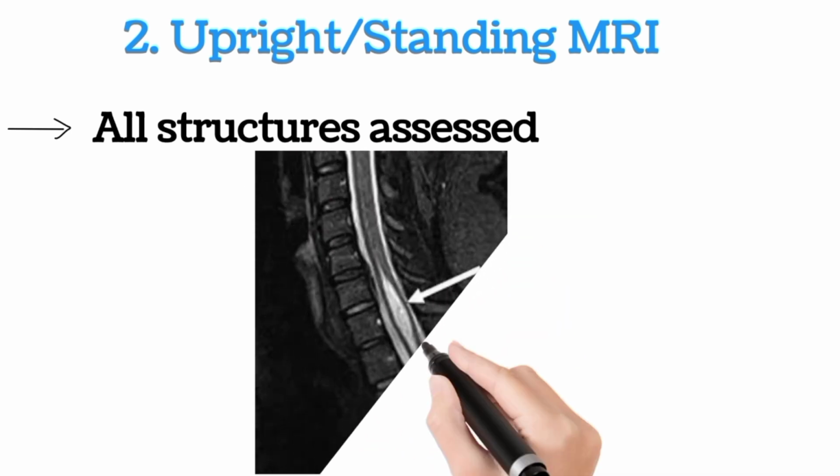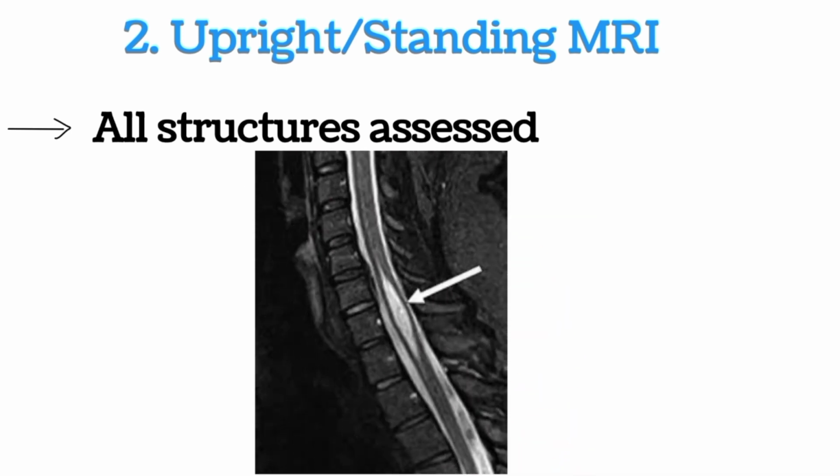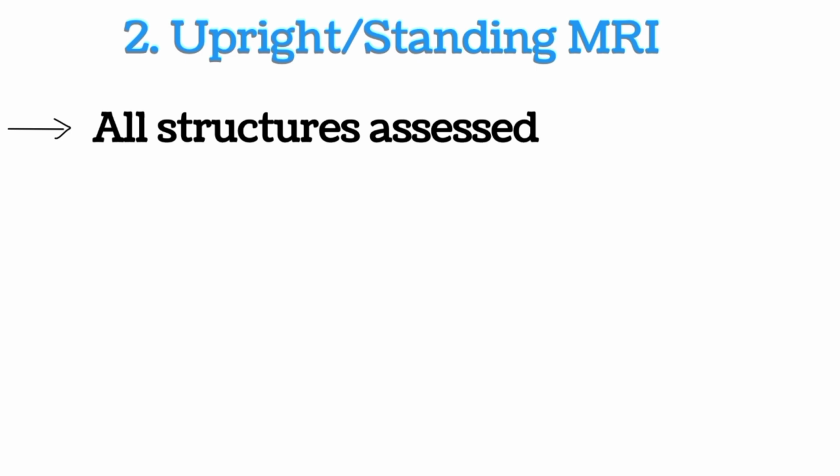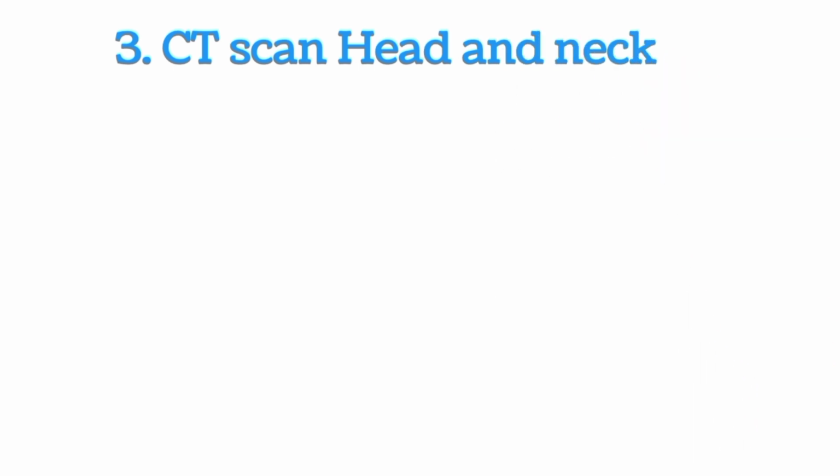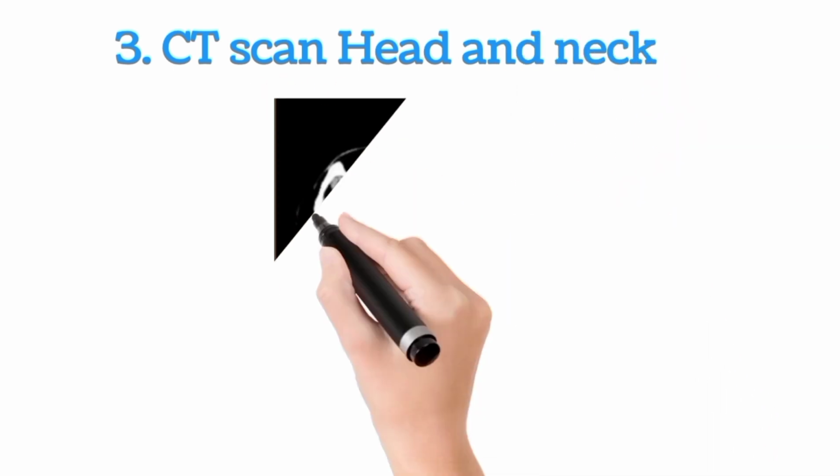MRI also gives us the details of syrinx if any is present in the spine. So it is a justification for advising MRI. Remember that this MRI will be upright or standing and we will perform MRI of CVJ plus entire spinal cord. If we diagnose the patient as Chiari malformation on the MRI, we have to move to the further plans.